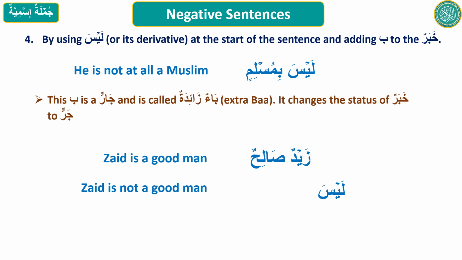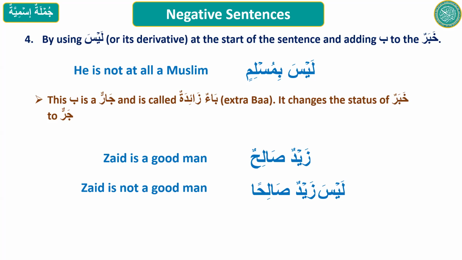So Laisa, but what's the remaining part? Zaidun and salihan, right? Yeah. So now you see Laysa, its inside doer is he. When he is the inside doer, you look for the outside doer. Zaid is the outside doer, which will replace the inside doer. Right? So Zaid is not a good man.